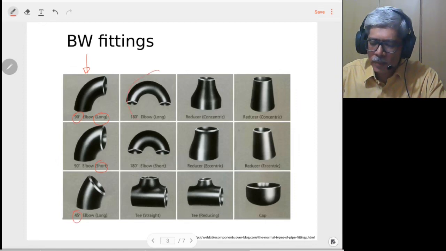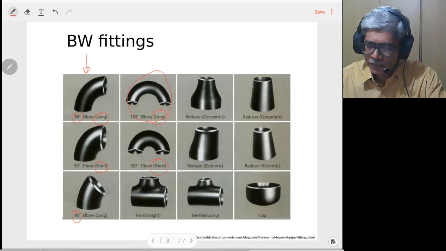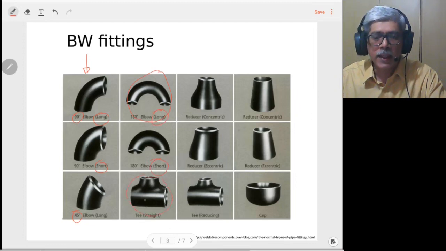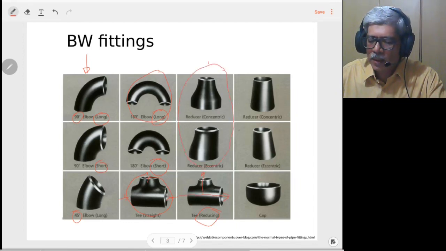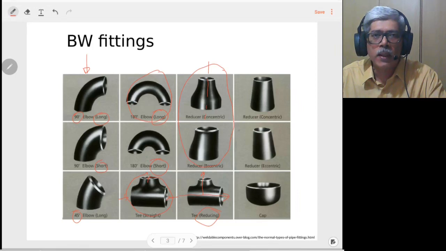The fittings could be in the form of returns, that is the 180-degree bend or the U bend. Again, they can be long radius or short radius. You can have T joints. T joints could be straight, that is all the three sides having the equal size, or they could be reducing, so main branch having one size and the side branch having a smaller size. Then you have the reducers. Reducers can be concentric, where the axis of inlet and outlet is the same, or they could be eccentric, where the axis would be different.